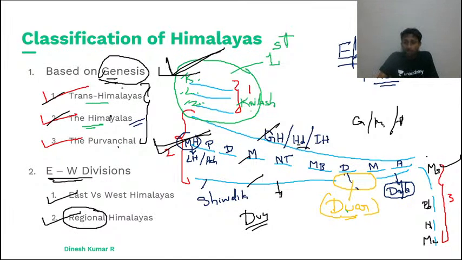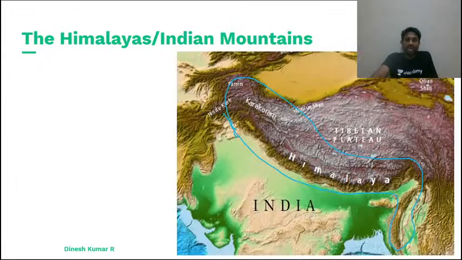When I talk about the Purvanchal ranges, they are lower in height. They are the areas which received heavy rainfall. That is why you have dense forest in that area. So these are the things you have to study about this part of Himalayas, right? So this is how we classify the Indian plateaus and mountains.